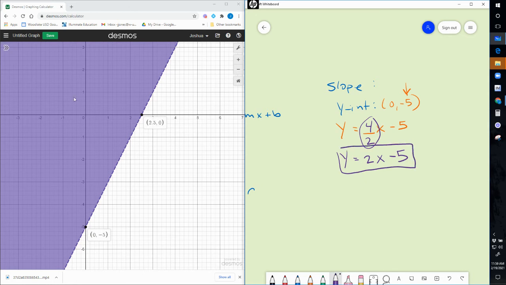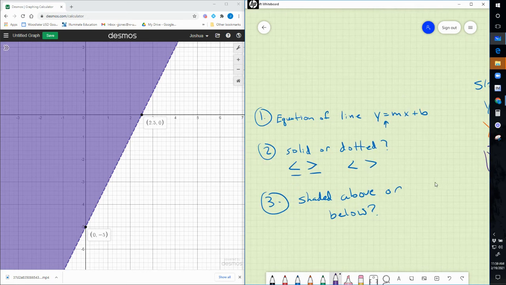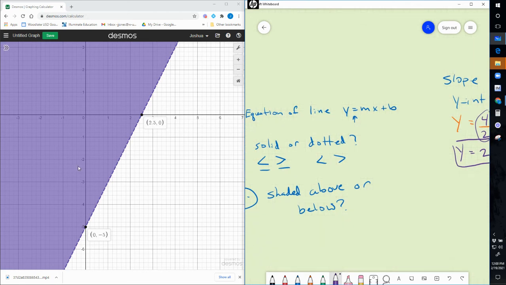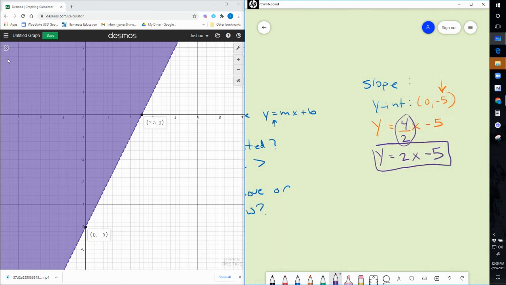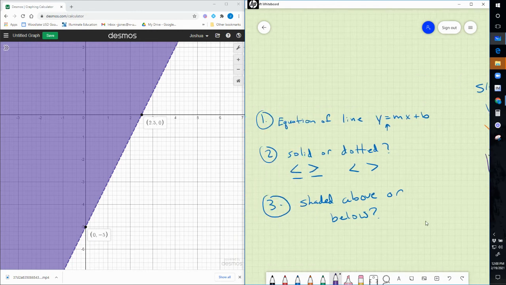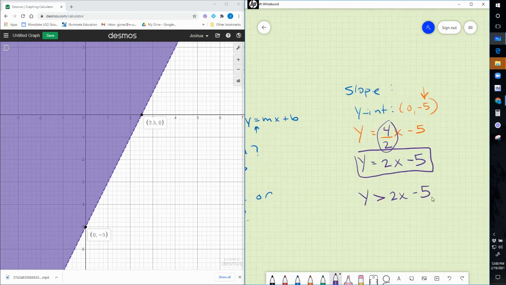But now, what do we have to do next? Is the line solid or dotted? We can clearly see this line is dotted, which means we're going to have to use an inequality without an equal sign. And then is it shaded above or below? It's shaded above this line. So since we're on top of the line, it's going to be y is greater than 2x minus 5. And do we add the equal sign or not? No, because the line's dotted. And now this is my equation.